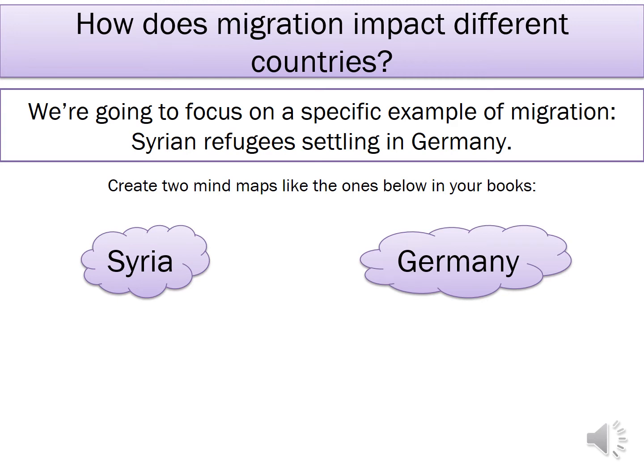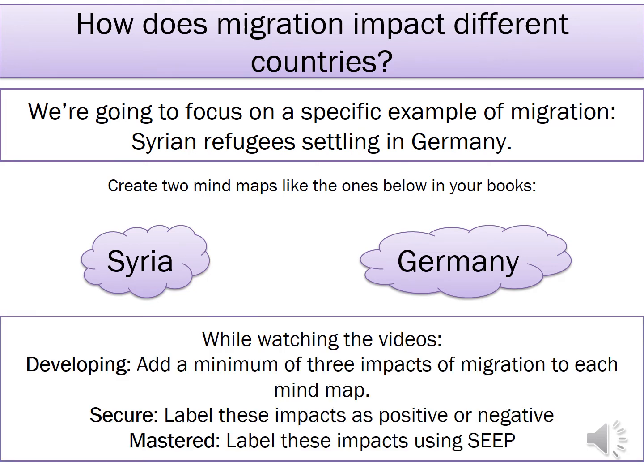Okay, now that you've created those 2 mind maps, what we're going to do using them is look at how the migration of Syrian refugees settling in Germany has impacted these 2 countries. So have there been positive or negative impacts on these 2 countries? Have there been good things or have there been bad things? And the way we're going to do this is by watching some videos. So for developing, I want you to add a minimum of 3 impacts of migration to each mind map.